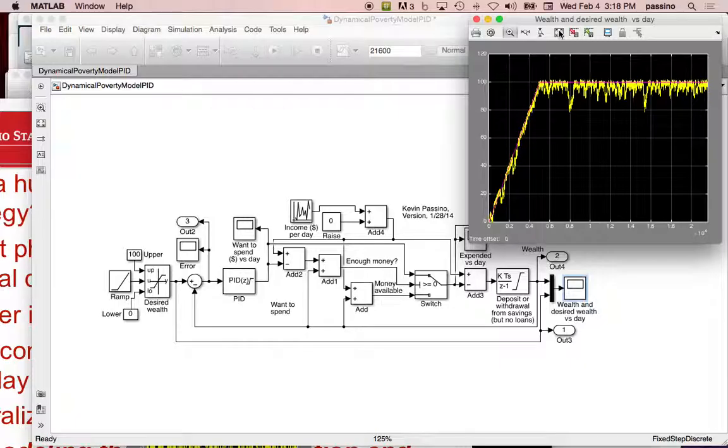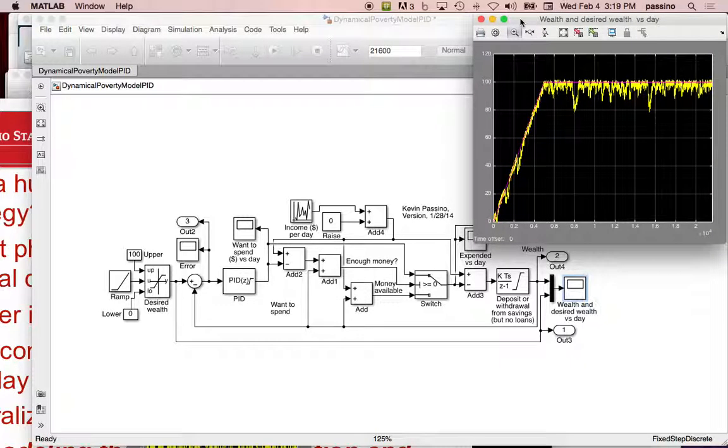Spending more corresponds to moving the yellow signal down, right? Because that's wealth. Okay, and so it's having a harder time regulating it up. You can see on the pattern of the plot, when the deviations occur, they are occurring in the down direction. Okay, because it's generally spending more.